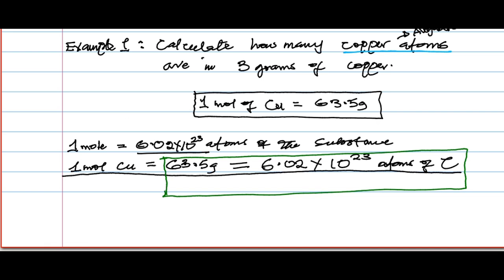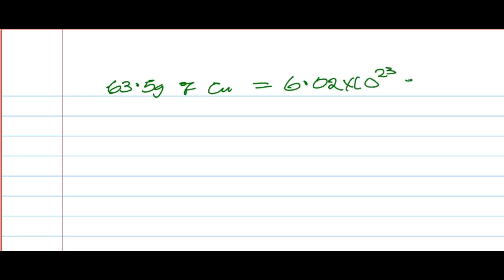So this part, let me rewrite it here quickly. 63.5 grams of copper contains, or we can just say equals, 6.02 times 10 to the power of 23 copper atoms. So this is our basis. And then we'll now put our question under the basis. We were given 3 grams of copper, so we'll put 3 grams under the grams here.